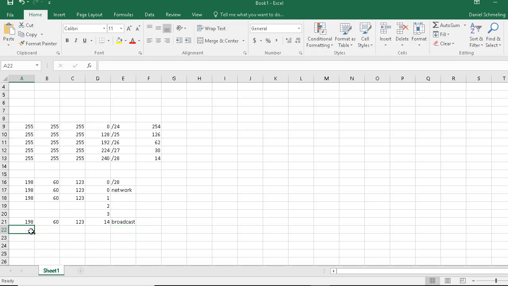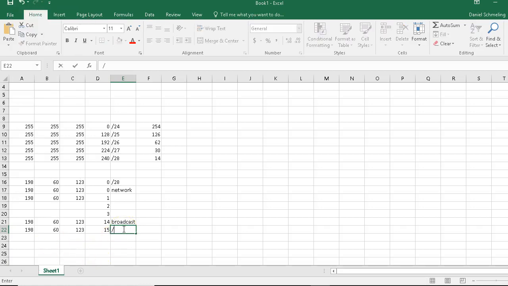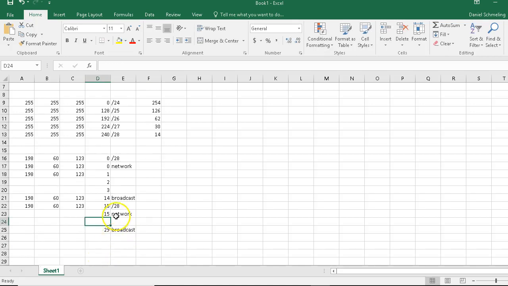Our next customer would get 198.60.123.15/28, right? I'm not sure why it keeps doing that on the slash. It's /28. So they're starting at 15 and they're given a /28, right? So the 15 would be the network. They can't use that. The last one of that, so 15 plus 14, 29 would be the broadcast, right? And we just keep going, right? And so they can use 16, 17, 18, 19, 20.